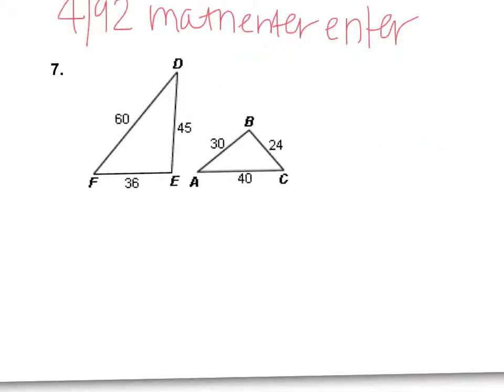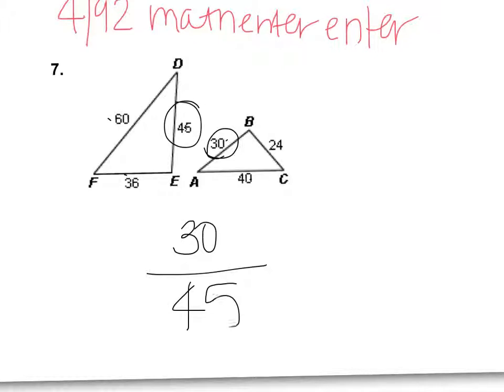So for number 7, we have triangle DEF and triangle ABC, and we are, again, dilating, trying to find the scale factor. So I need to pick the new triangle. So I'm going to pick one of the new sides. I'm going to pick 30. And I need to put it over one of the old sides. Well, I've got to figure out which ones go together. So I'm looking at these numbers. I have 24, 30, and 40. 30 is the middle number. So out of the other one, I want the middle number, which would be 45. 30 over 45, when I reduce that, is going to be 2 over 3. So my scale factor is 2/3.